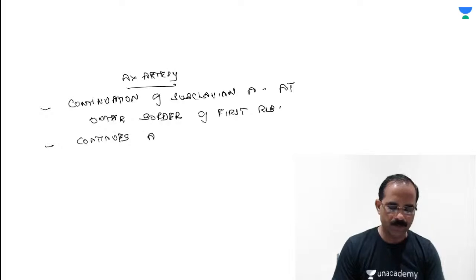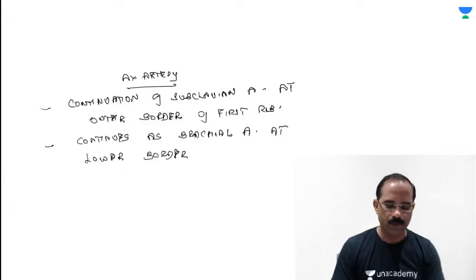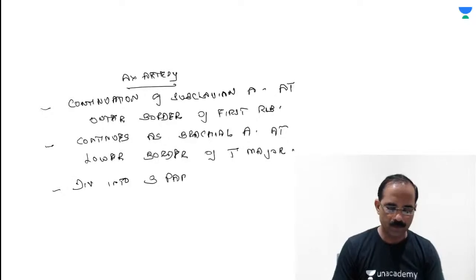It continues as the brachial artery at the lower border of teres major. It is divided into three parts by pectoralis minor.